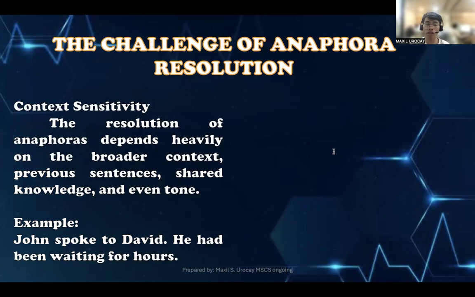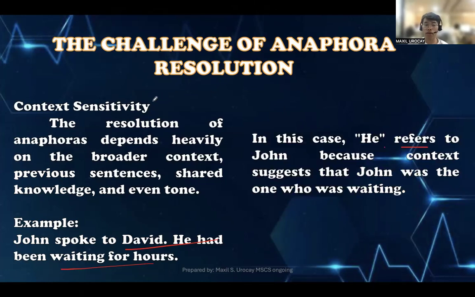Another is context sensitivity. The resolution of anaphora depends heavily on the broader context, previous sentences, shared knowledge, and even tone. Say, for example, John spoke to David. He had been waiting for hours. So, the second challenge here, in this case, he refers to John because context suggests that John was the one who was waiting. This is the context sensitivity.